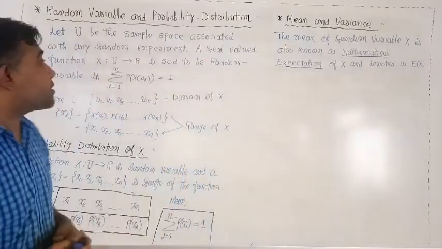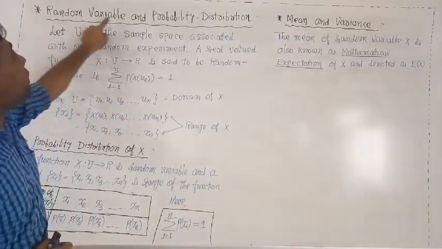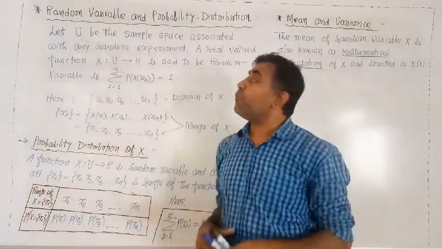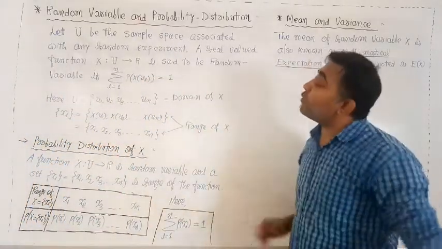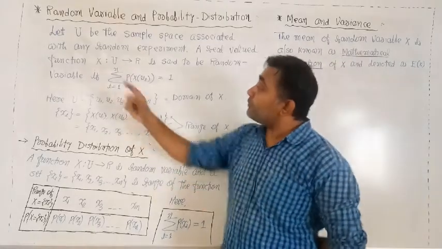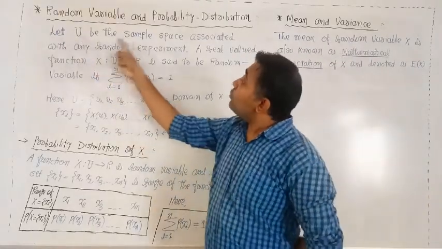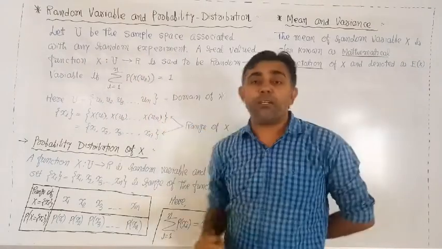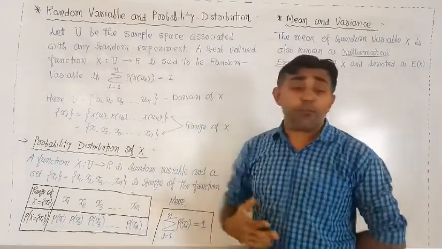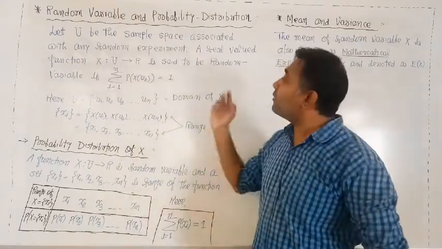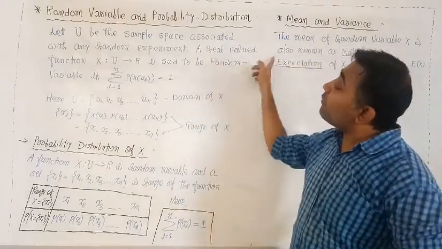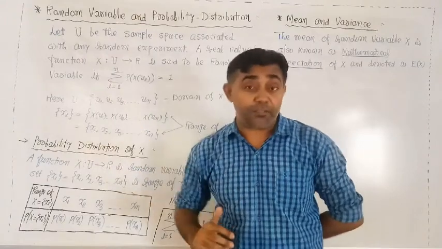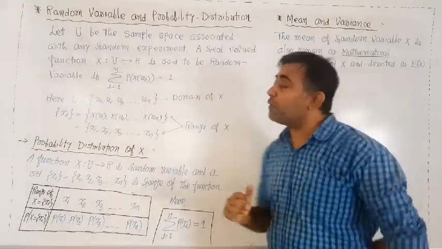So let us start with the definition of random variable and probability distribution. This one is a very important topic. So first of all, let us see what the definition is. Let U be the sample space associated with any random experiment. So we know what a random experiment is, and U is also the sample space. A real valued function, it means that here we have to deal with a function. I hope all of you know it very well.